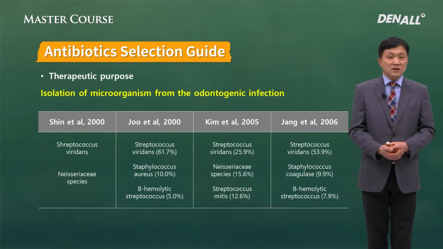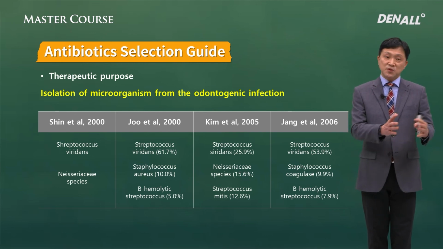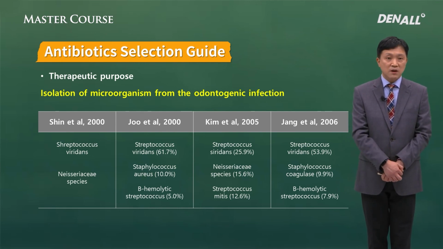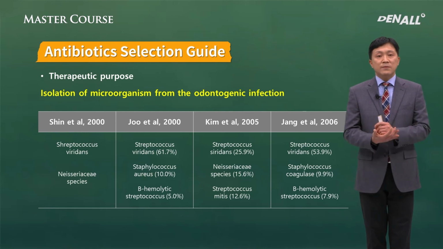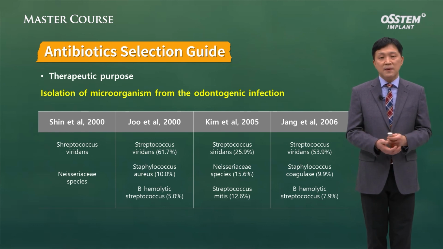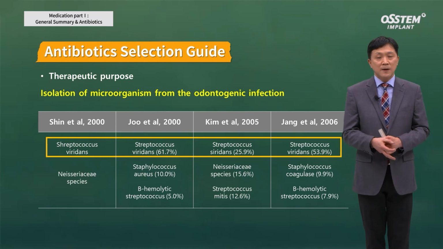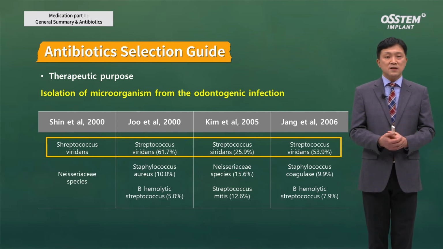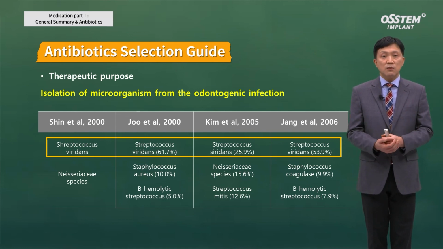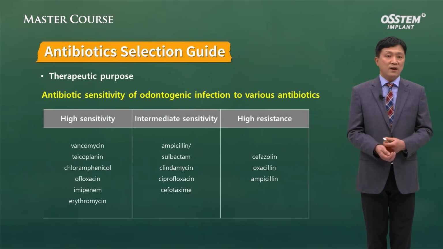Next, when it is used for therapeutic purpose, we talked about preventive purpose before. Microorganisms from the odontogenic infection have been isolated. Streptococcus viridans occurs most frequently. So for therapeutic purpose use of antibiotics, we need to use the ones susceptible to Streptococcus viridans.